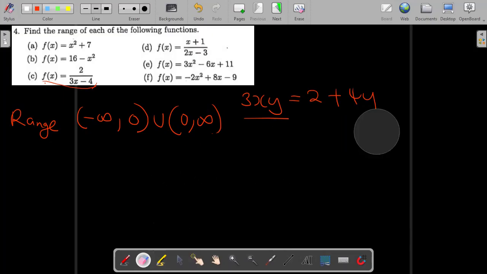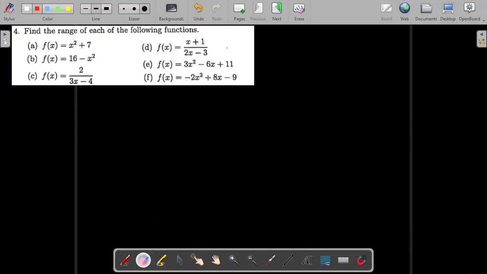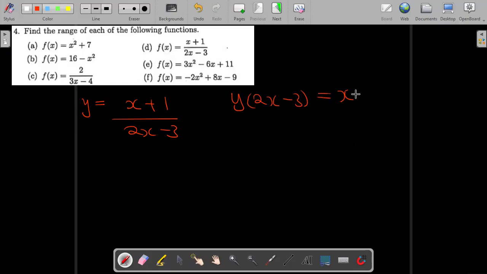Okay, so we do the same even for the next one that follows. It's also a rational function, and I'll write it: y equal to x plus 1 over 2x minus 3. Then I will make x the subject here as well. So I'll just have y multiplied by 2x minus 3 equal to x plus 1. And this here is just going to be 2xy minus 3y equal to x plus 1.